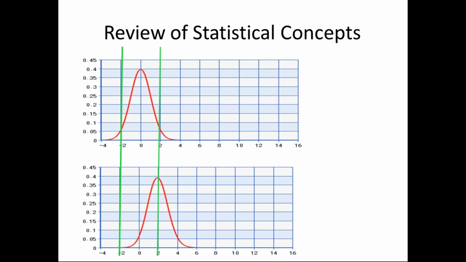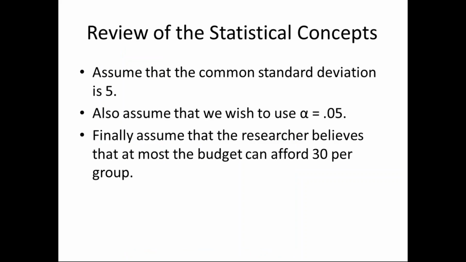Okay? So let's go to the next slide. Let's play this game. Let's assume that the common standard deviation is 5. I've got to know the standard deviation. You're going to say, but David, I don't really know the standard deviation. That's okay. Not my first rodeo. We can work this out. Assume that we wish to use a type 1 error rate of 0.05. I know it's not carved in stone. Finally, assume that the researcher believes the budget can afford 30 per group.